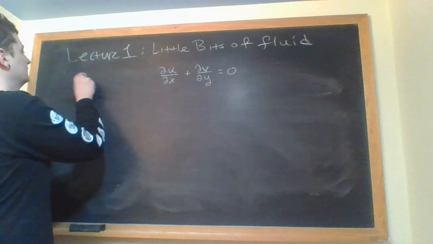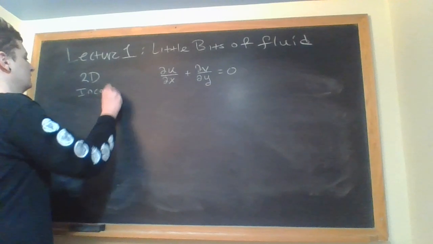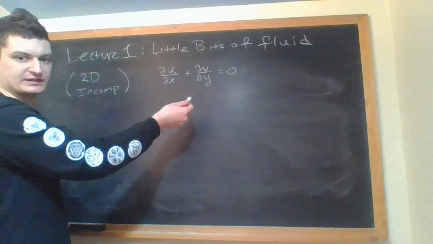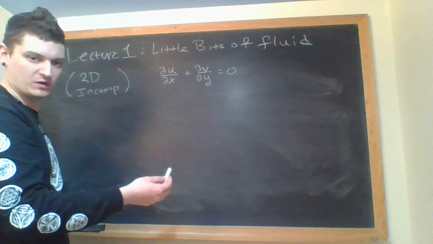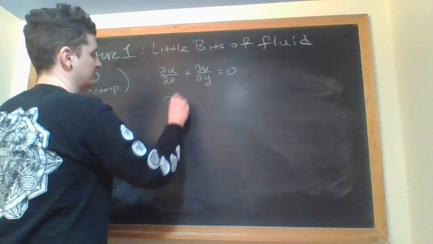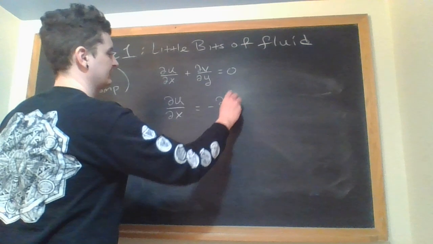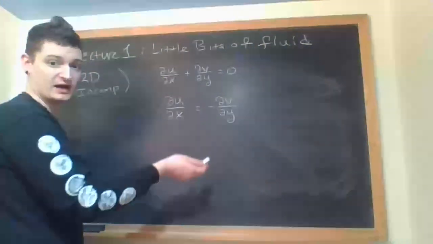Okay, so this is for 2D incompressible fluid. This is the conservation of mass equation you get. So one thing people did was move this to the other side just like this. See how there's a negative right there because it was a summation that's positive.